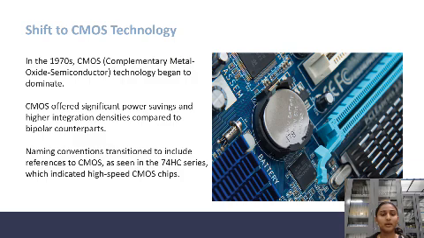Shift to CMOS technology. In the 1970s, CMOS, complementary metal oxide semiconductor technology, began to dominate. CMOS offered significant power savings and higher integration densities compared to bipolar counterparts. Naming conventions transitioned to include references to CMOS, as seen in the 74HC series, in which HC indicated high-speed CMOS chips.